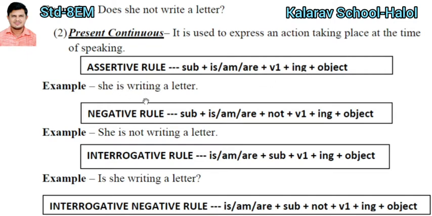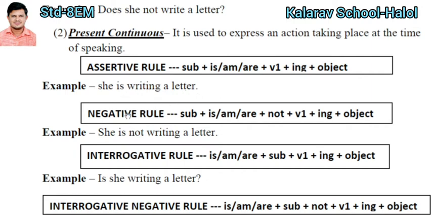Simply, she is writing a letter. We are repeating the same sentence so that the concept is clear in your mind. She is the subject, and she is singular, that's why we are using is here. Then write is a verb, and you use write with ing. Then a letter is the object. She is writing a letter.